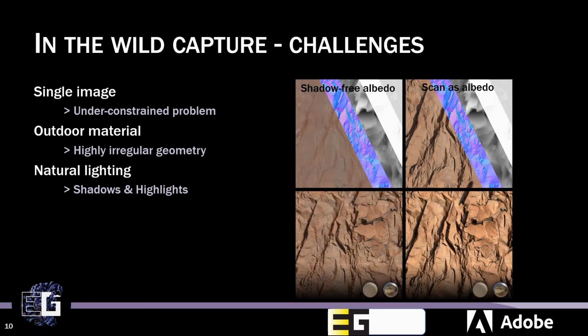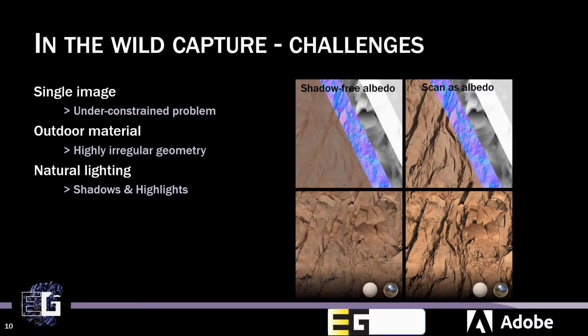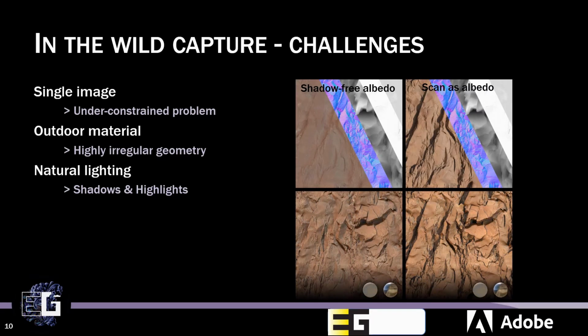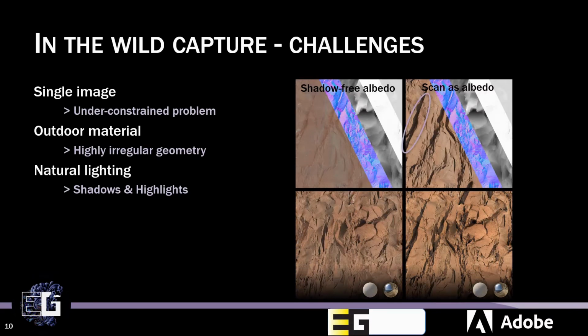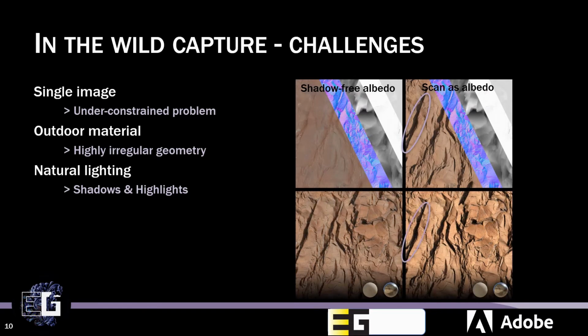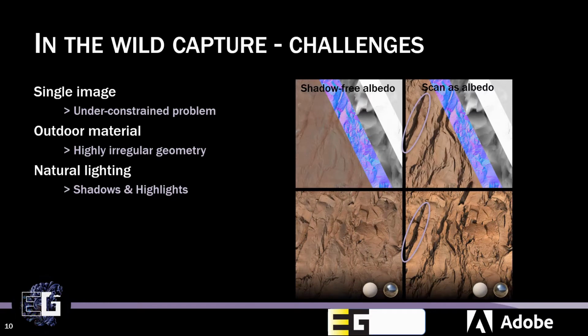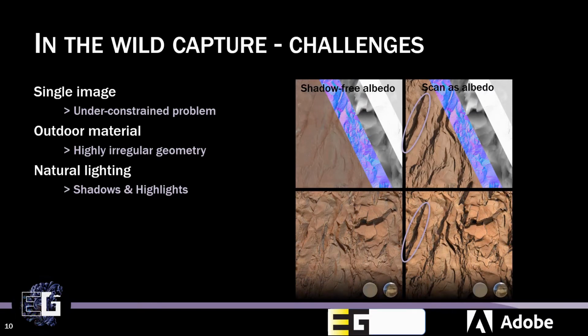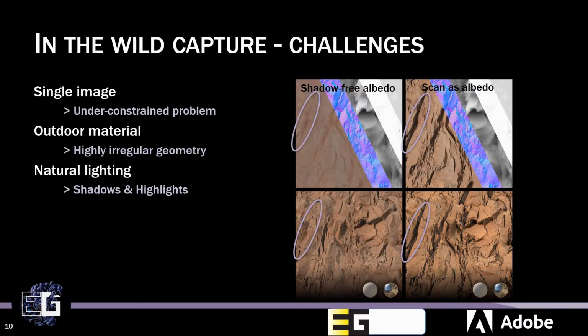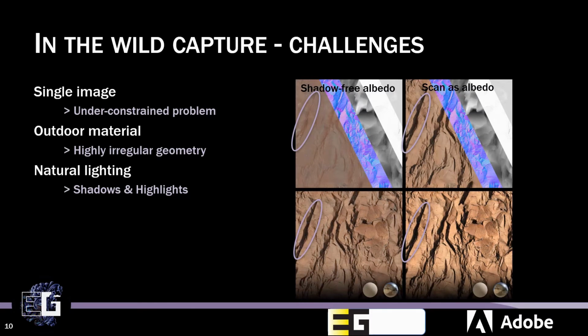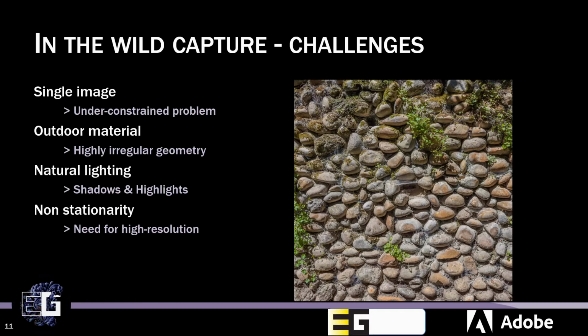In particular, the shadows must be removed, otherwise artifacts remain when the resulting material is lit under a new lighting. This is visible here on the right column, where the scan is directly used as the albedo. We can see the remaining shadows in the render, whereas with a shadow-free albedo, we can better see the light turning around the surface. Finally, outdoor materials are often non-stationary and highly detailed, which push for the need for high resolution.